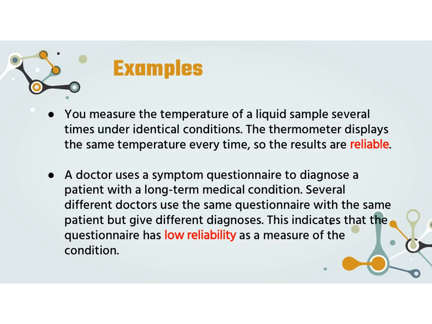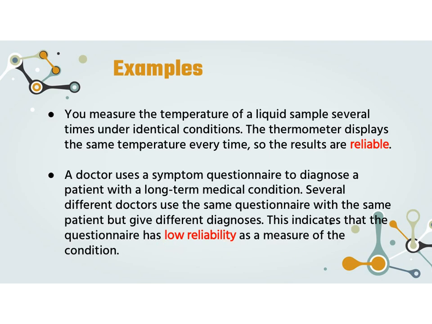A doctor uses a symptom questionnaire to diagnose a patient with a long-term medical condition. Several doctors use the same questionnaire with the same patient but give different diagnoses. This indicates that the questionnaire has low reliability. Why? Because each and every time we were having different diagnoses, even though we are studying the case of the same patient using the same questionnaire. So we can figure out that the questionnaire has low reliability as a measure of the condition.